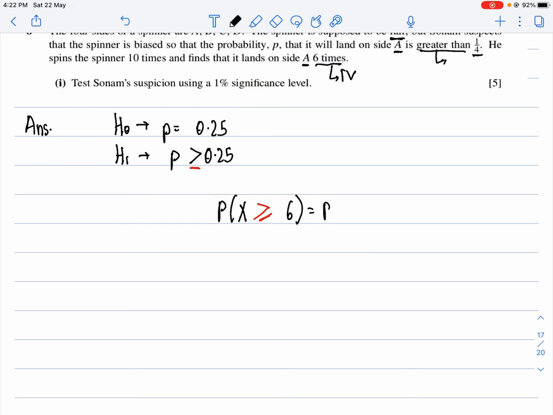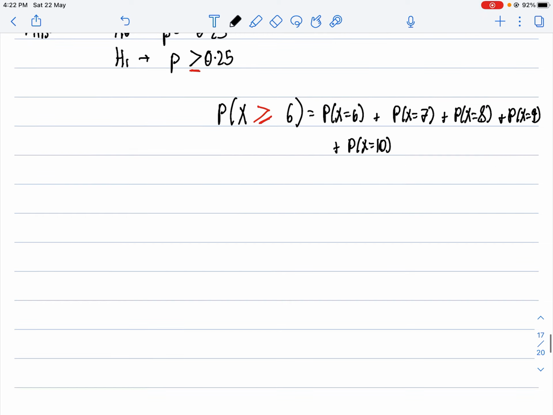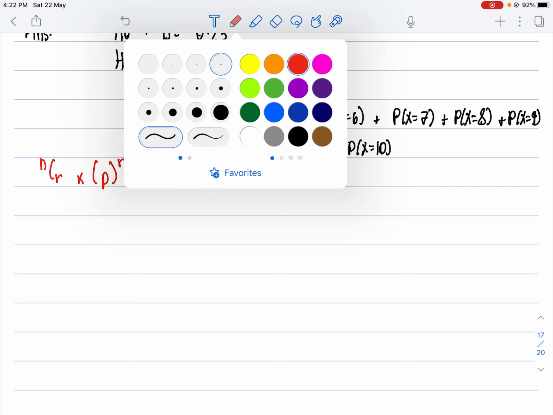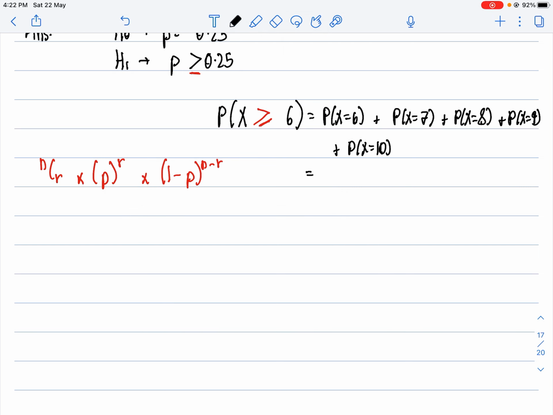Basically, this means the probability of x equals 6 plus the probability of x equals 7 plus the probability of x equals 8 plus the probability of x equals 9 plus the probability of x equals 10. So now what I can simply do is I know my binomial formula, which is basically nCr into the probability raised to r into 1 minus p raised to n minus r. Recall from AS level, this is the formula.